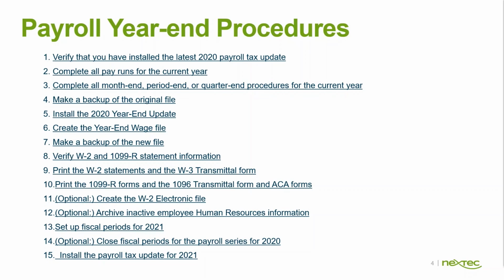Once you get everything validated on your W-2s and your 1099-Rs, you can print them. Also, it is an option for you to file electronically if you're set up with the IRS to do so. You have the option to archive inactive employees through Human Resources, and you should go ahead and have your 2021 fiscal period set up. You do want to go ahead and close the fiscal period for payroll series for 2020 after you've got the close done. And again, you can go ahead and install the 2021 tax update and begin your 2021 payrolls at this point in time.